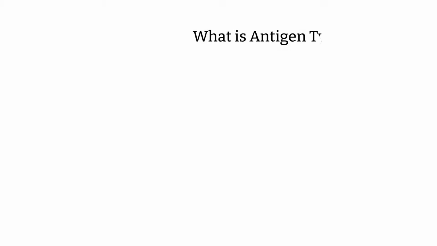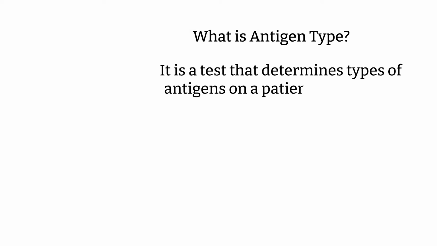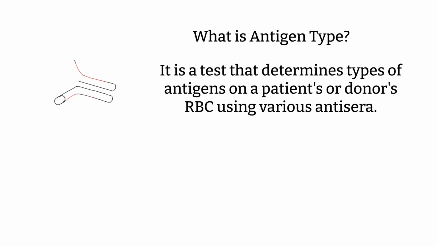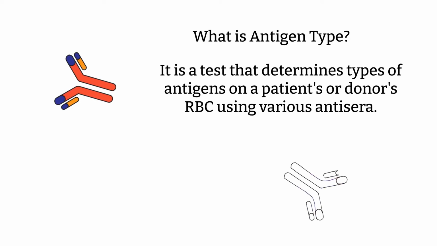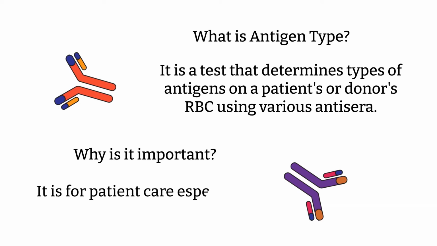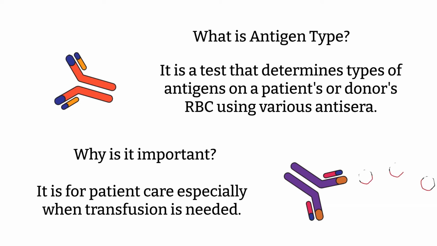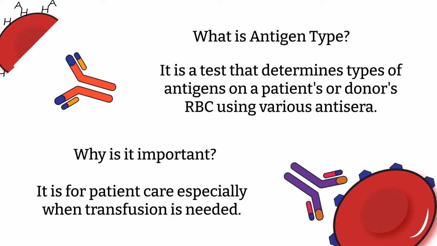What is antigen typing? Antigen typing is a test that we do to determine the antigens on patients' RBCs using various antisera. Why is knowing a patient's antigen type important? As blood bankers, we need to know the patient's antigen type in order to select a unit for a compatibility test before giving it to a patient, especially when the patient develops a specific alloantibody.